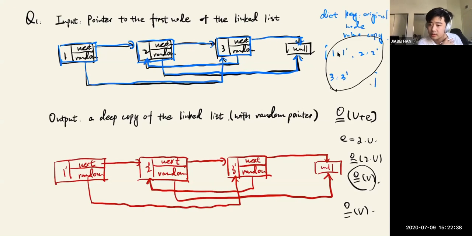Random pointer. The random pointer of 1 prime will point to... Simon, if we can discuss it later after this discussion session, I didn't quite follow your question.